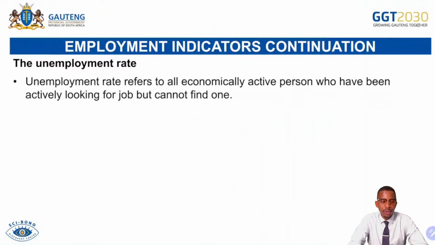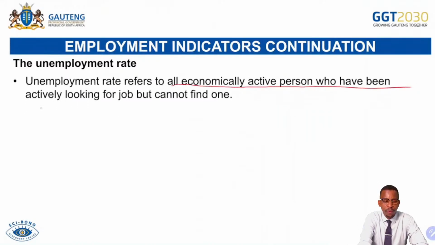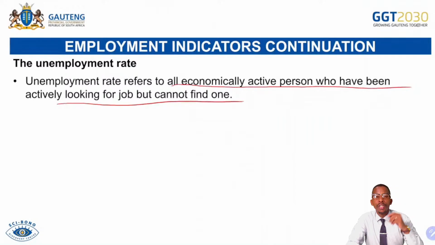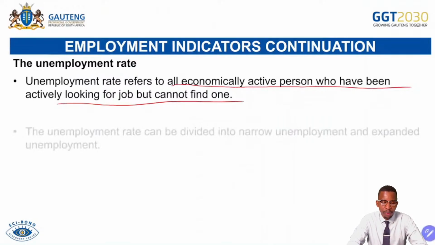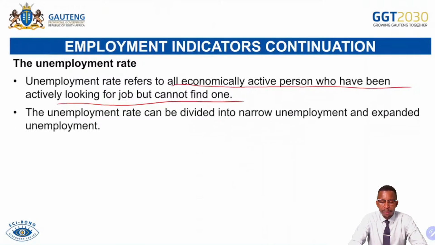So in this situation, you refer to all economically active persons that have been looking for a job, but they cannot find one. Those are people that are actively looking for a job. They are economically active, but they cannot find a job. Those people are part of the unemployment rate. The unemployment rate can be divided into narrow and expanded. Remember, we have a narrow unemployment rate according to grade 10 content, as well as the expanded unemployment rate.